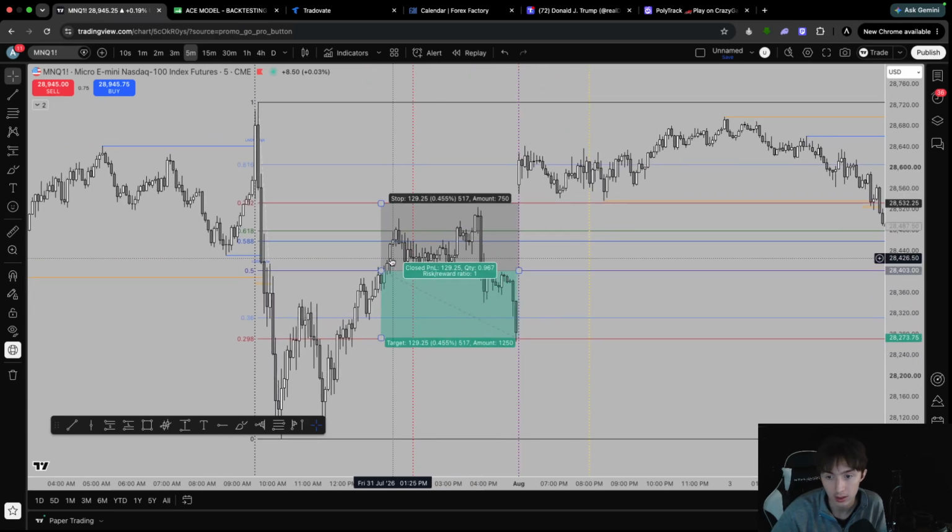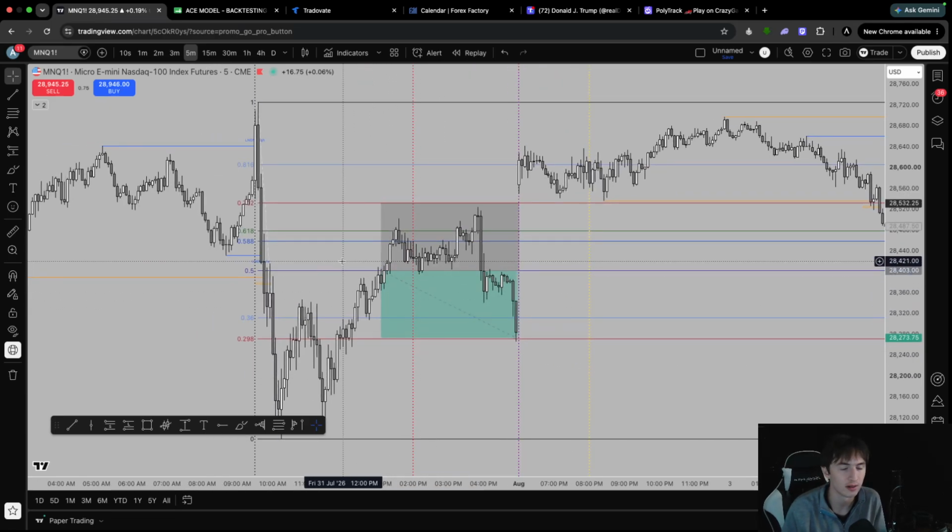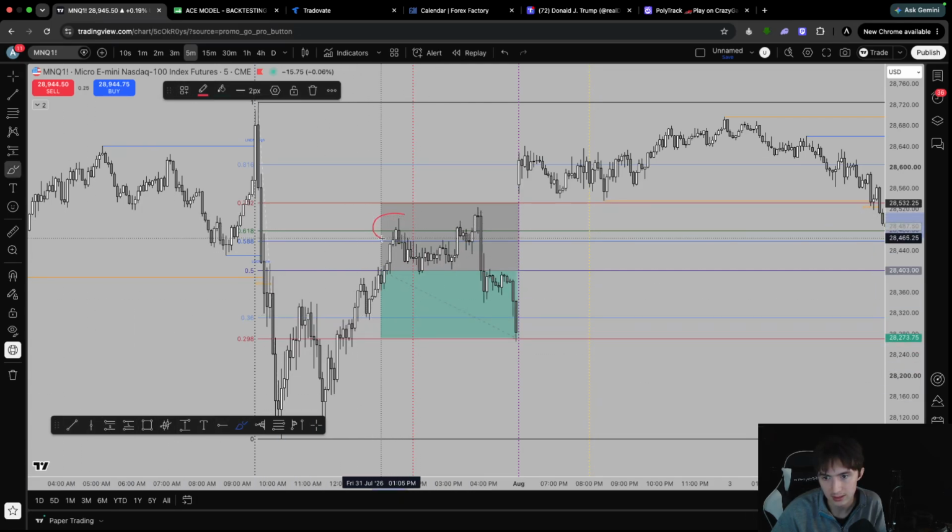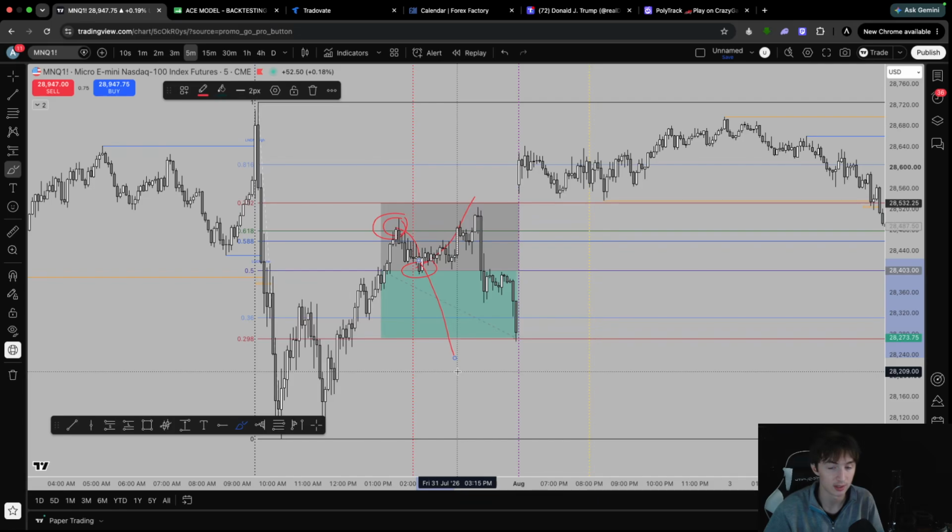What was I doing last Friday? Last Friday, I wanted to enjoy my weekend. So I entered here. It pumped up to the 0.618 golden level. That's considered the golden level in OTE. And usually when that happens, it bounces off this 0.618 level and then will retrace to the 0.5 and either continue going up or continue going down.